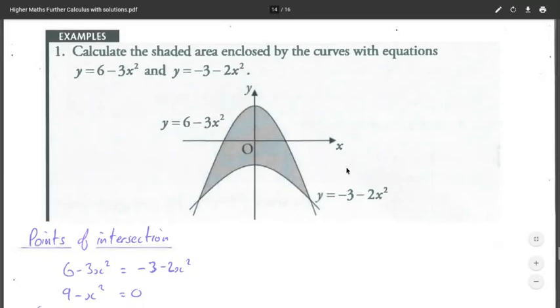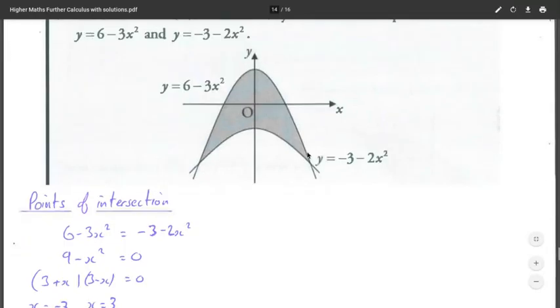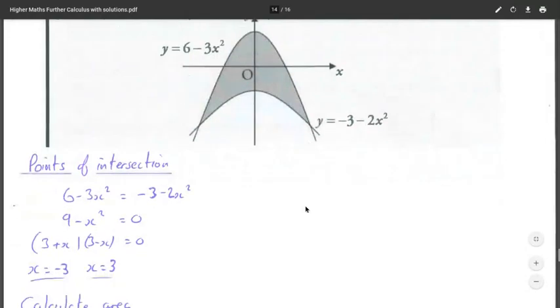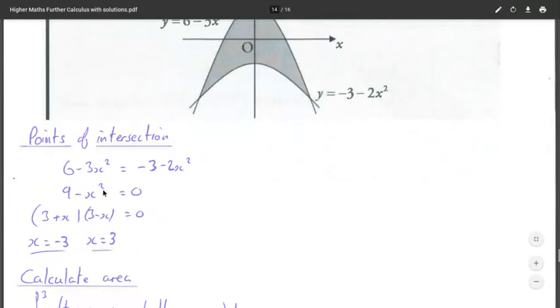We don't actually know what the limits are here, but to find the points of intersection, we just equate these two terms. So we're finding out when 6 minus 3x squared is equal to negative 3 minus 2x squared. So equate them, bring everything onto one side. So 9 minus x squared equals 0. Use the difference of two squares, and we get the x coordinates of negative 3 and 3.